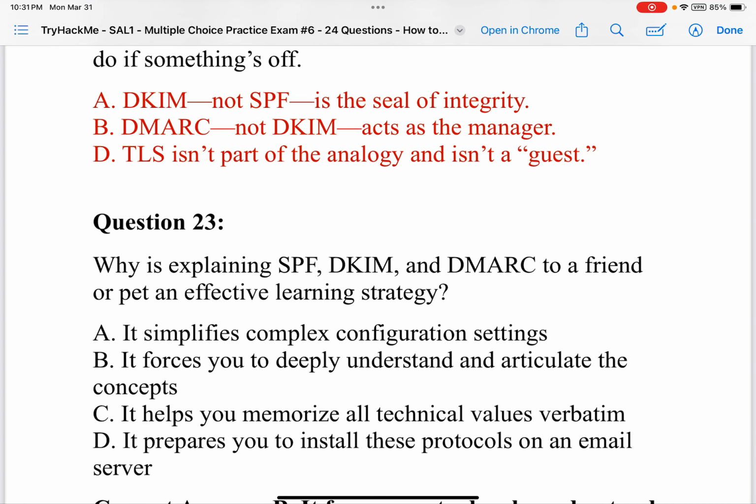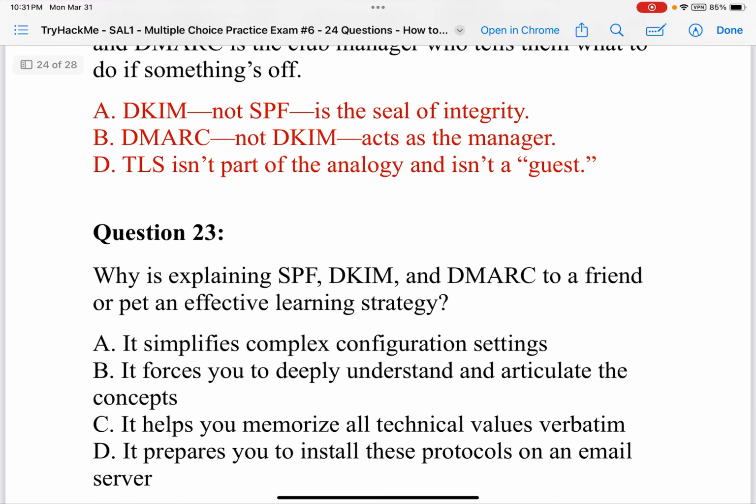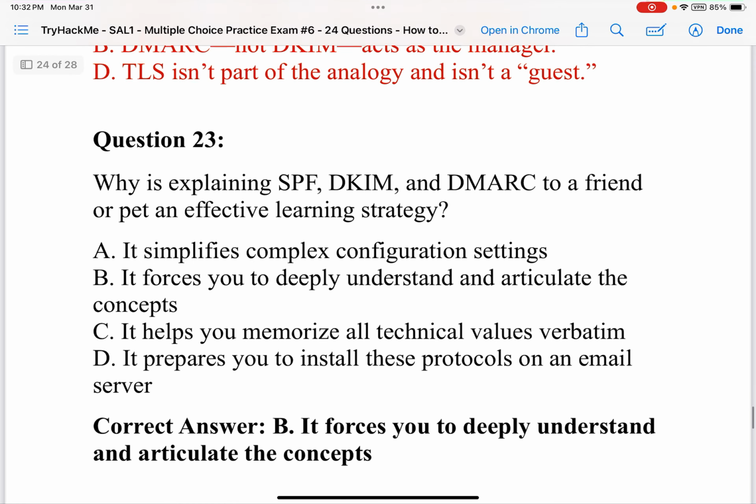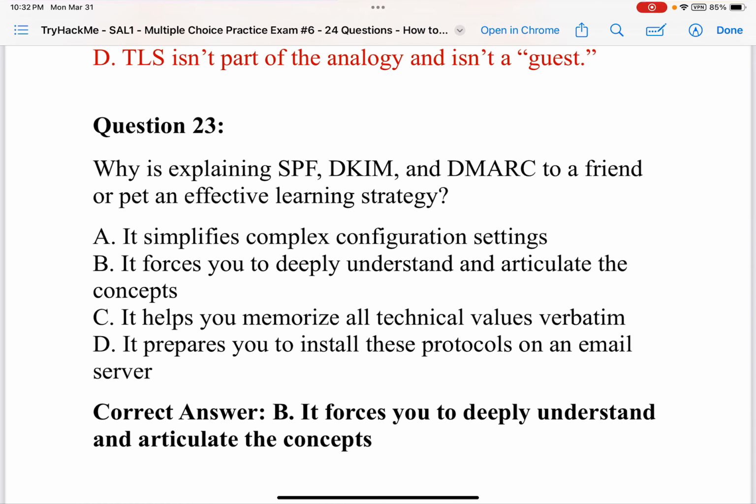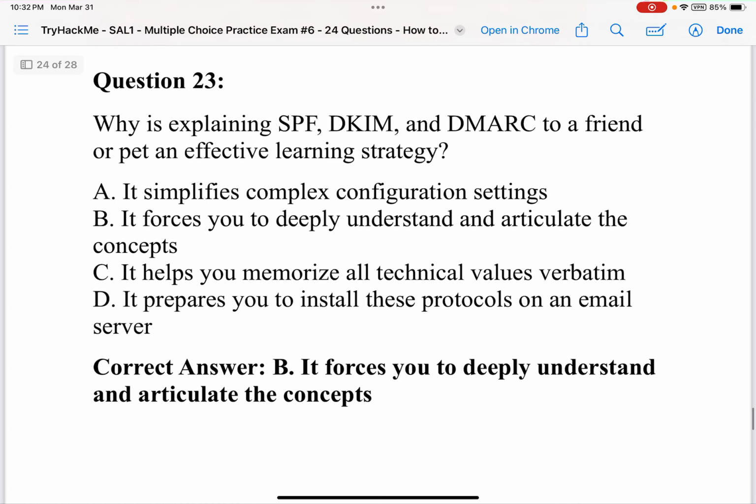Why is explaining SPF, DKIM, and DMARC to a friend or a pet an effective learning strategy? A. It simplifies complex configuration settings. B. It forces you to deeply understand and articulate the concepts. Or C. It helps you memorize all technical values verbatim. Or D. It prepares you to install these protocols on an email server. Correct answer is B. It forces you to deeply understand and articulate the concepts.